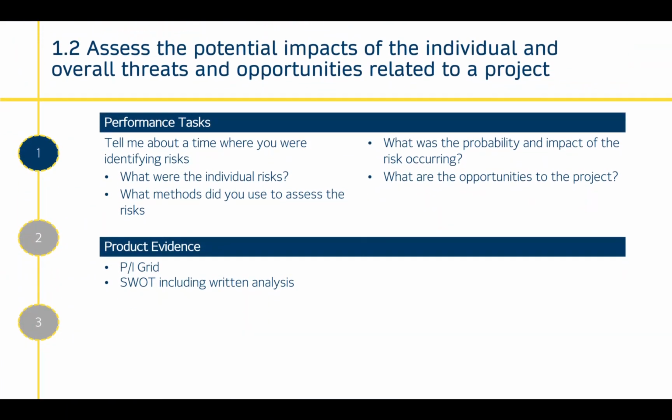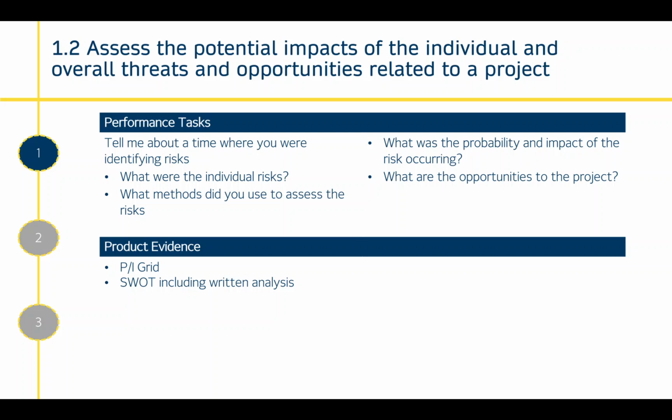Criteria 1.2 is to assess the potential impacts of the individual and overall threats and opportunities related to a project. So you've identified what they are and now you're assessing them. How dangerous are these risks, or how much opportunity is involved in any particular opportunity? There are different techniques you can use to assess them. The most common one is probability and impact grids. You give it a rating.